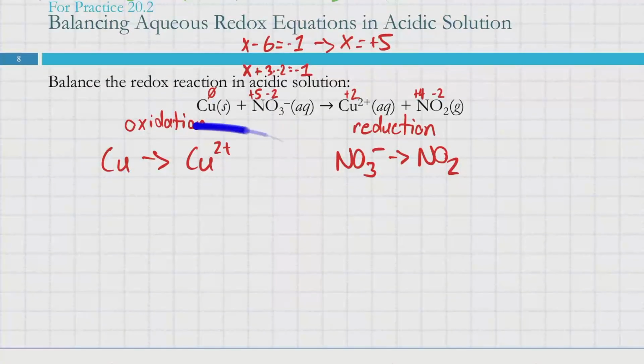Now we have to balance both of these with respect to mass. For our copper one, that's easy. Love to see it. We've got 1 and 1. Nice. It's already balanced. For our reduction half reaction, we're balancing everything that's not oxygen and hydrogen first. So that's just our nitrogen. We've got 1 and 1. What do we balance next?